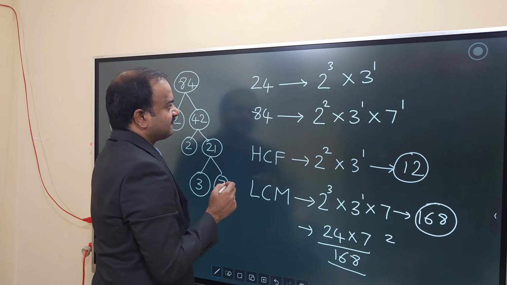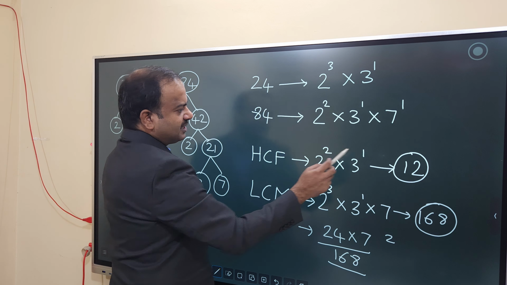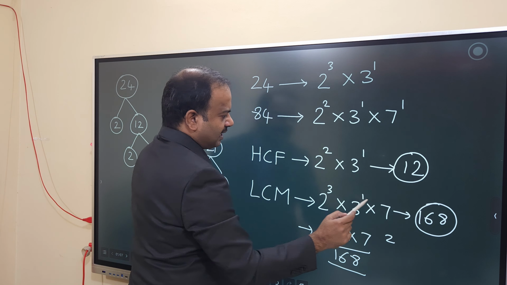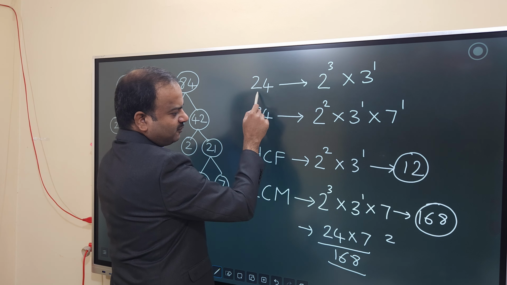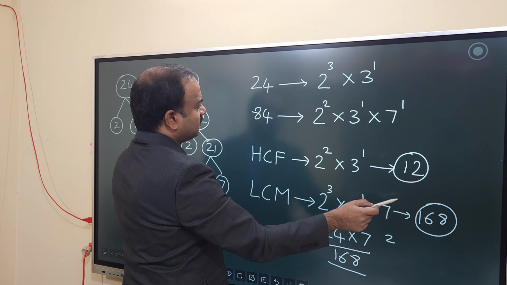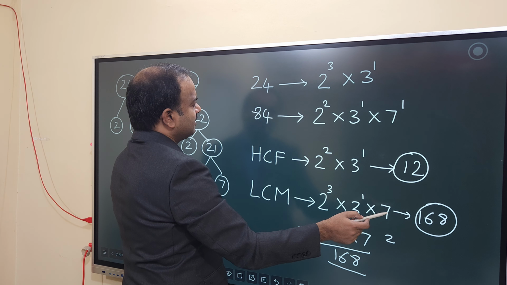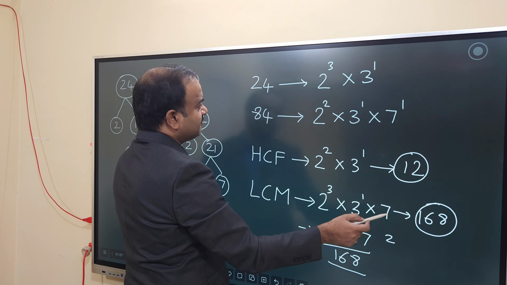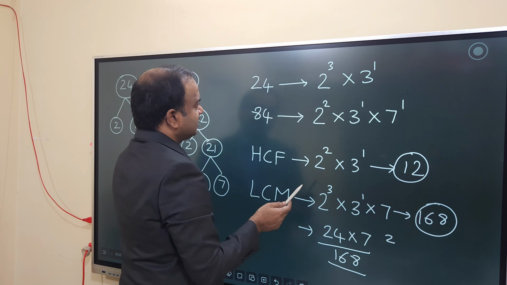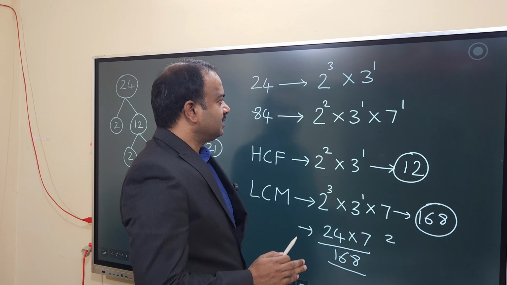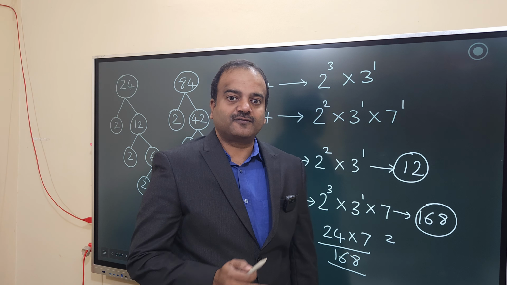Now let's check. The highest common factor, 12, divides both the numbers: 12 twos are 24 and 12 sevens are 84. And for the LCM 168, 24 divides 168: 24 sevens are 168, and 84 into 2 is 168. So we got the LCM and HCF of these two numbers as well.